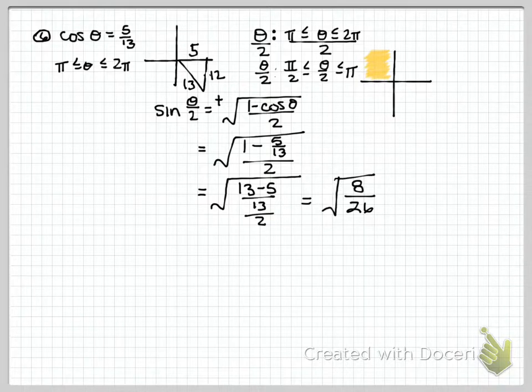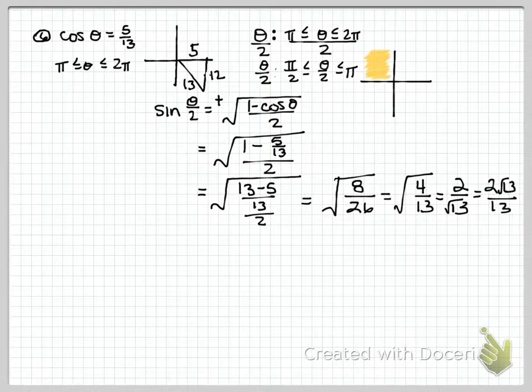Now to simplify it, you can reduce your fraction right now, and you're going to get 4 over 13. So you can now take the square root of 4 over the square root of 13. Square root of 4 is 2 over the square root of 13. Rationalize your denominator, and you get 2 root 13 over 13. So there's my half angle for sine.